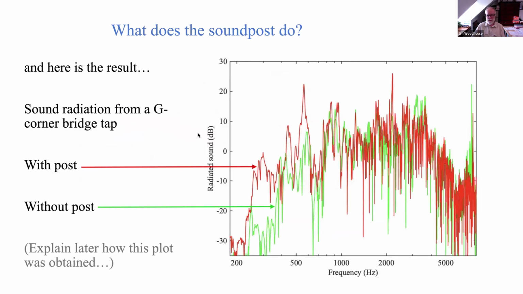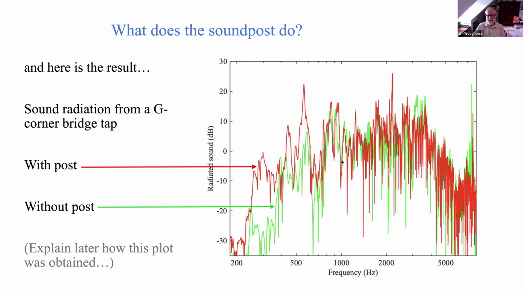This is a frequency response done in the usual way. A hammer tap on the bridge at the G string corner in the direction of bowing, measuring with a microphone. And it was in a somewhat reverberant room. That's why the plot is so fuzzy up here. The red plot is an instrument with a soundpost in. The green one is the same instrument with the soundpost removed.